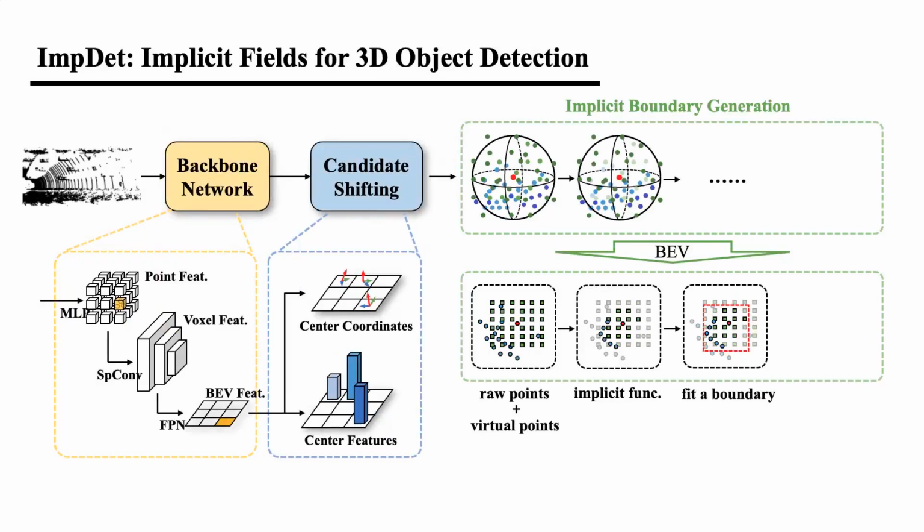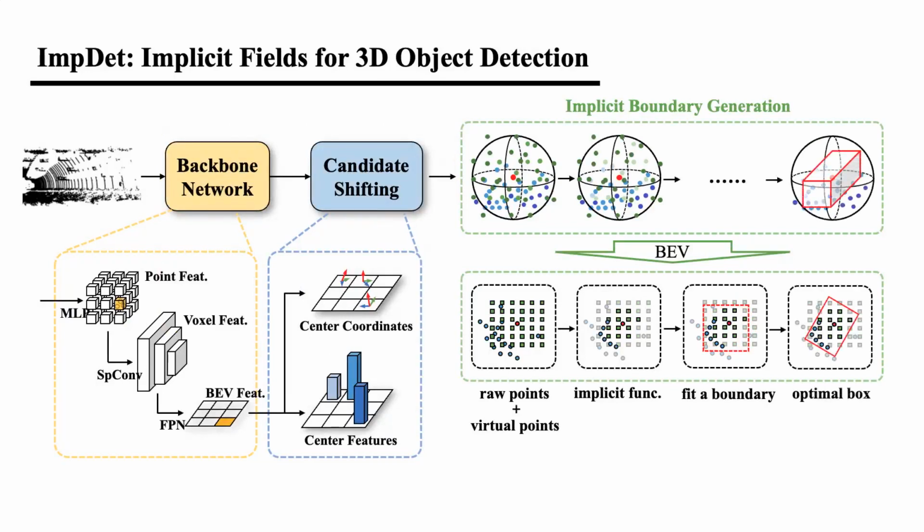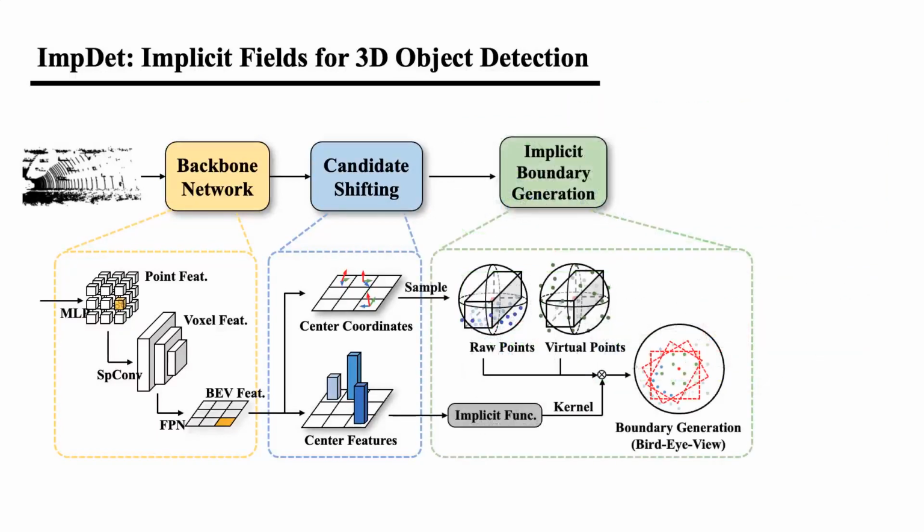The optimal one is selected with a minimal accumulation of point to surface distance. Our proposed implicit boundary generation can provide high-quality boxes without any predefined anchor, but for evaluation, it lacks the classification score and the accurate orientation, which should range from 0 to 2 pi.